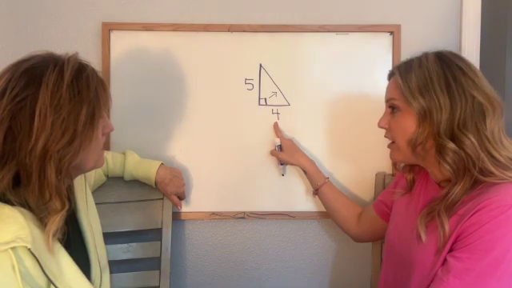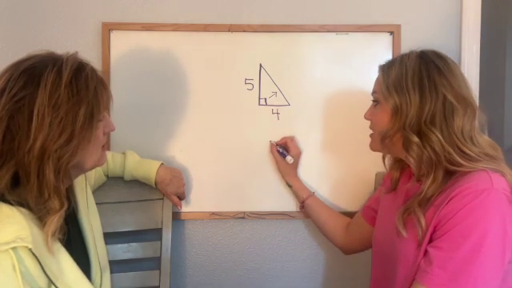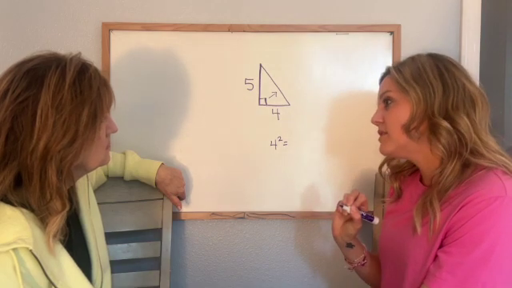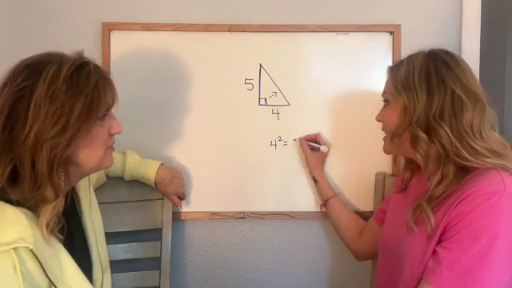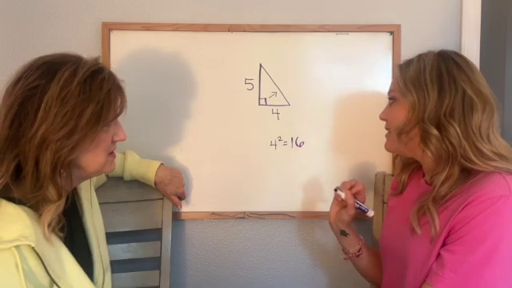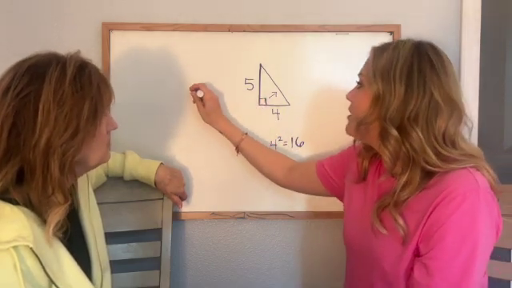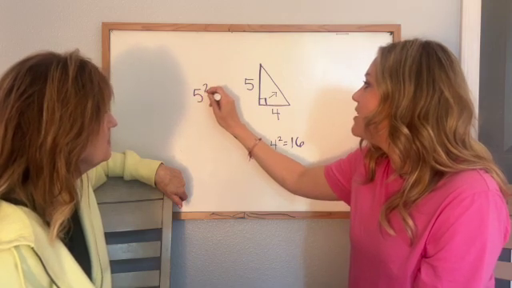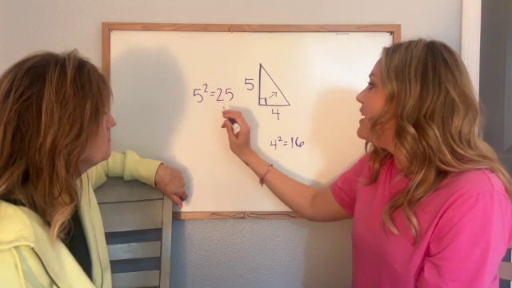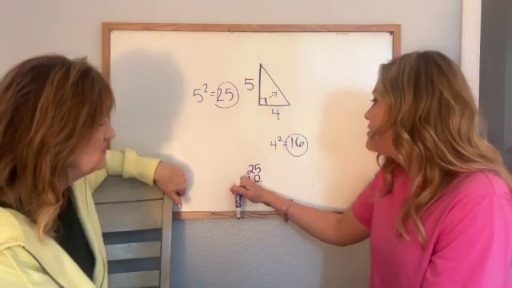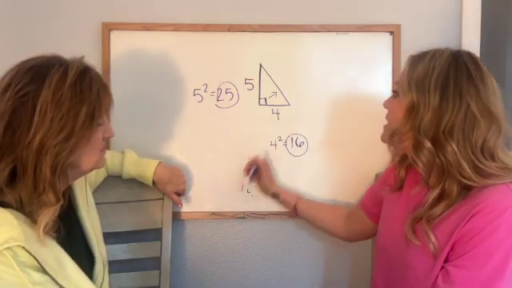So what he found out was if you take this number and you square it, so 4 squared, do you know what 4 times 4 is? 16. Then square this side, 5 times 5, which is 25. If you add these two numbers together, 25 plus 16 is 41.